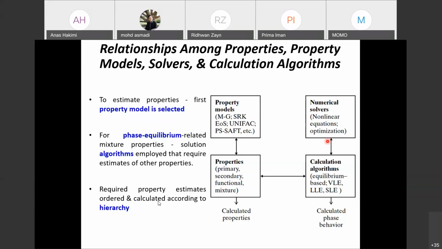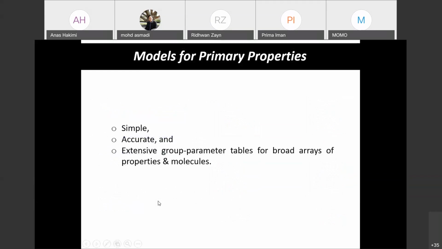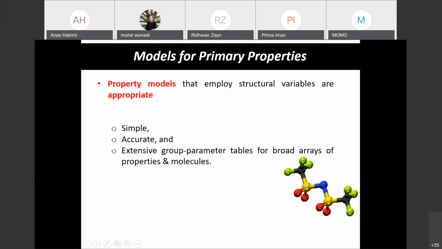Okay, so you have to remember there are four hierarchies. The properties are primary, secondary, functional, as well as mixture. Okay, so let's see the models for the primary properties. The primary model properties are structural variables, depending on the structure, because they are only a function of the pure components, the pure compound molecular structure. Okay, this is for the primary properties.